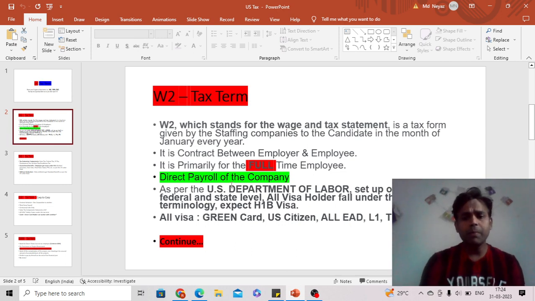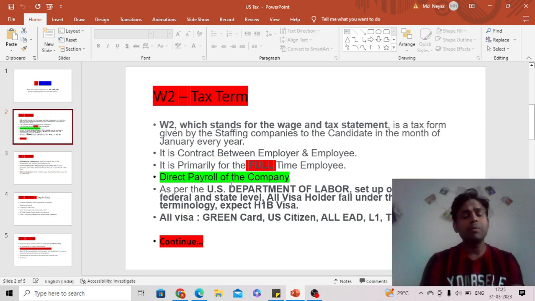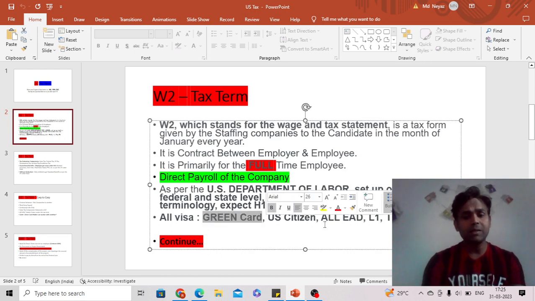As per the US Department of Labor, set up at both the federal and state level, all visa holders fall under this tax terminology, except H1B visa. Why is that? Because H1B visa is not for the full-time worker. It is basically given for the contractual worker, so you come under C2C, which we will talk about in our next video. Primarily, the full-time workers are green card holders and US citizens, right?